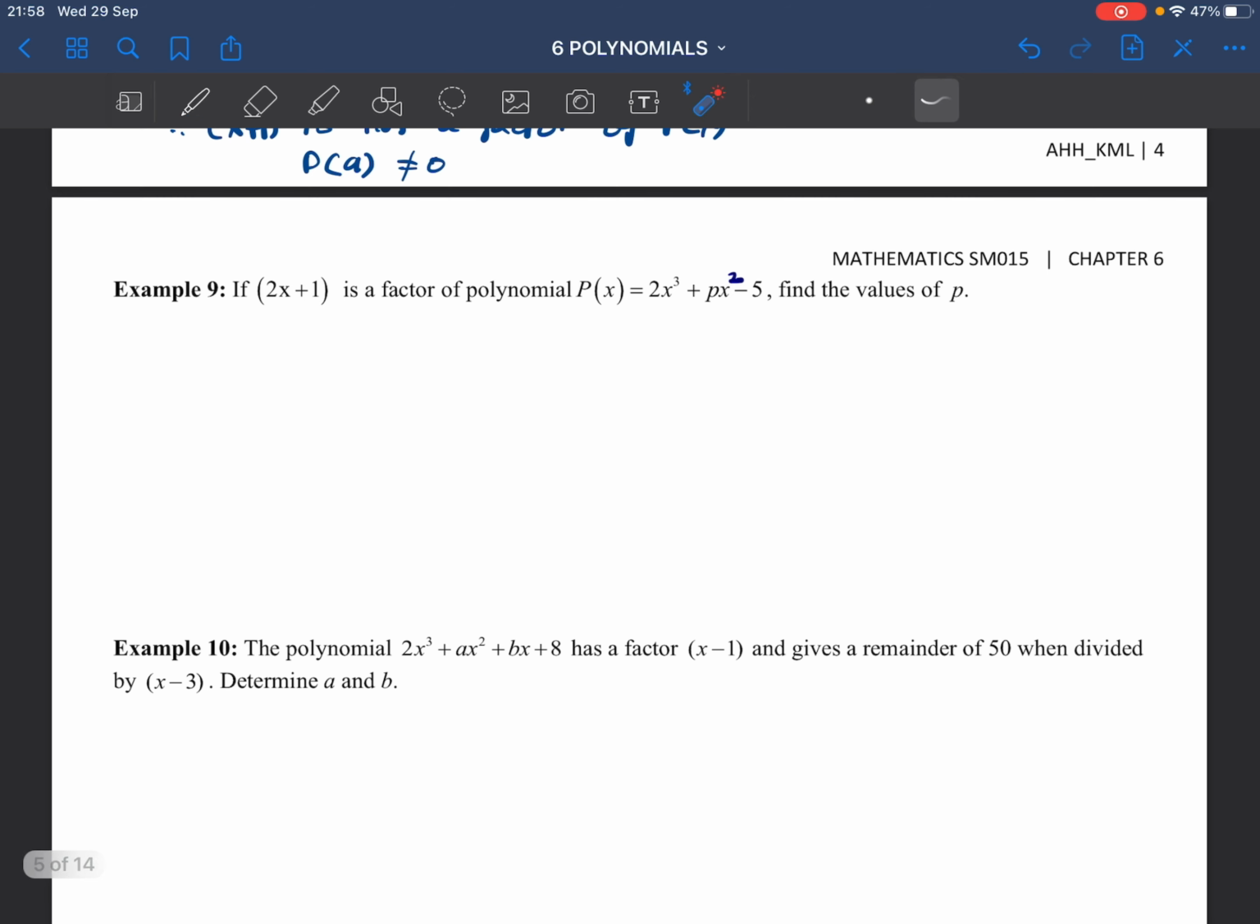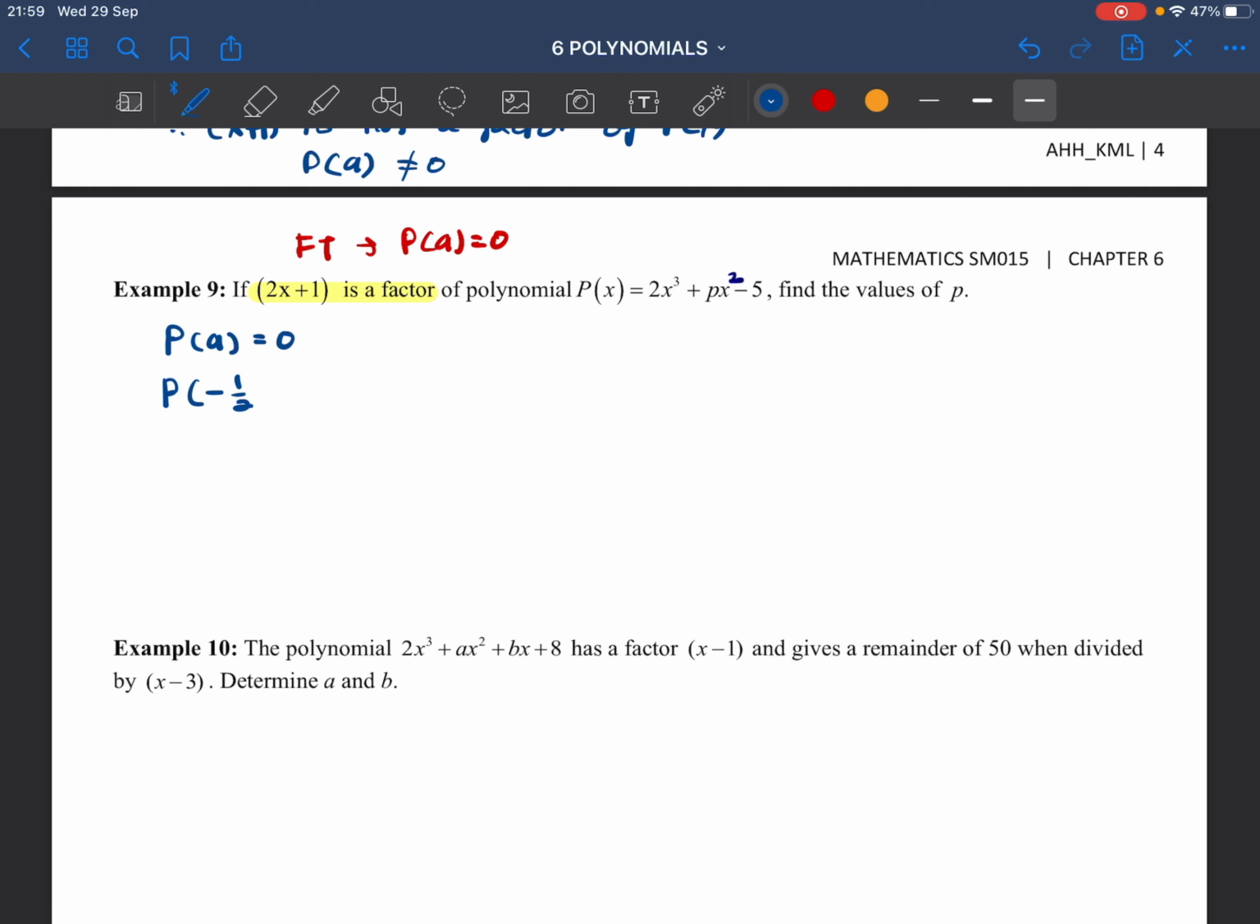Okay, so before that, example 9, betulkan sikit soalan ni. Saya tinggal square dekat sini. It should be P(x) squared dekat situ. So let's read the question. We have if 2x plus 1 is a factor. Question states that 2x plus 1 is a factor. Keyword dia ialah 2x plus 1 is a factor. So you know that you have to use a factor theorem. So what is a factor theorem? P(a) equals to 0. Okay, pergi satu-satu. Okay, so 2x plus 1 is a factor of this. Find the value of p. So we have already known that P(a) is equals to 0 by using our factor theorem. Okay, so our a here is negative 1 over 2.